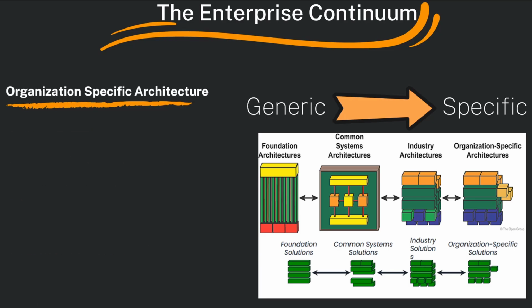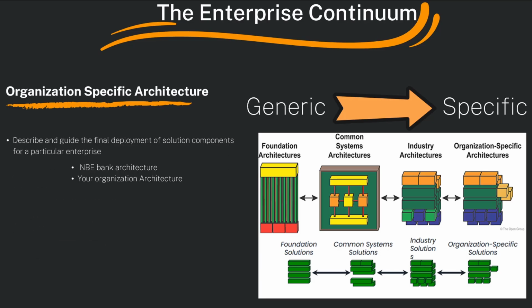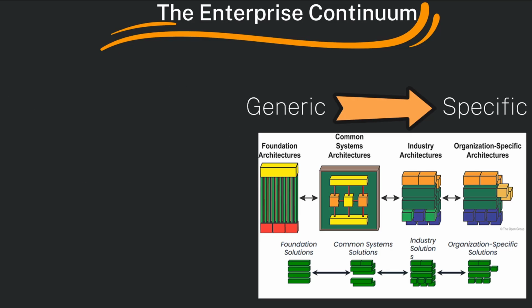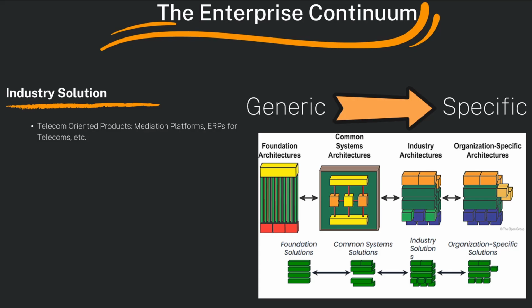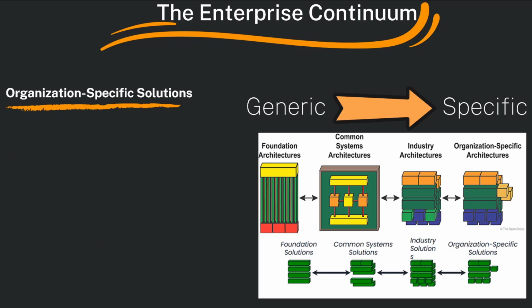Organization-specific architecture: describe and guide the final deployment of solution components for a particular enterprise, NBE bank architecture, your organization architecture. Foundation solutions: desktop product, IT product. Common system solutions: management solutions, email security, solutions that can be used to build multiple applications or for a common use such as integration platform. Industry solution: telecom-oriented product mediation platform, ERP for telecom, insurance-oriented solution, policy management solution, ERP for insurance. Organization-specific solutions: solutions that will only work for your organization.